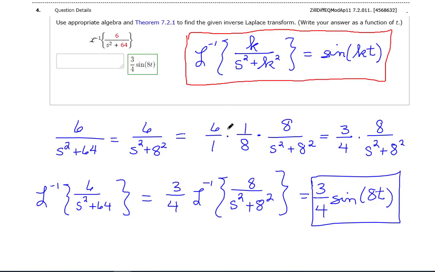So move the 6 out of the way, put the 8 on the top that I want, and so that I don't change the problem, I divide by 8. 6 over 8 reduces to 3/4, and at that point we're in business, because this is 3/4 times the inverse Laplace transform, which would be sine of 8t.